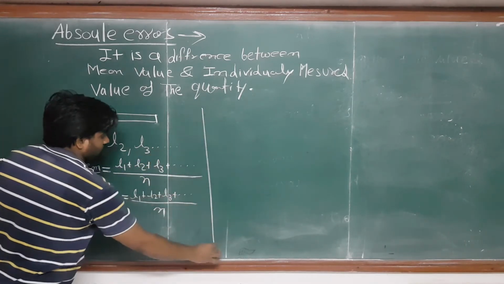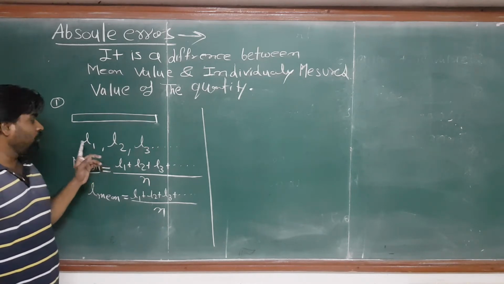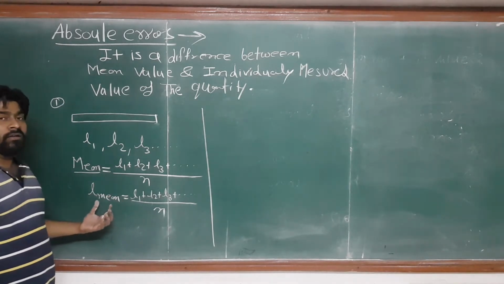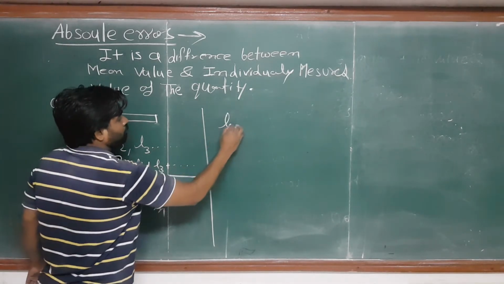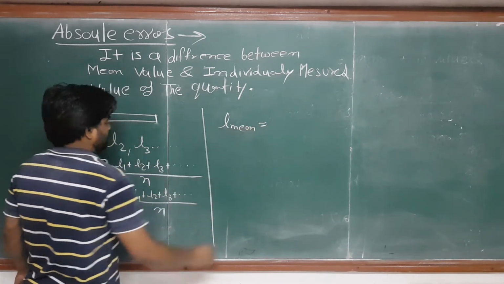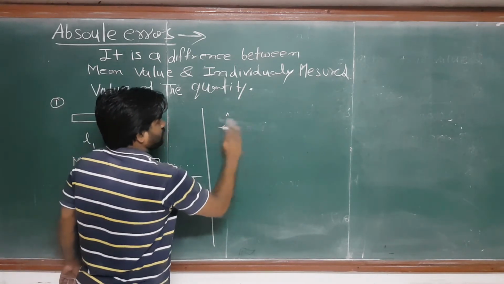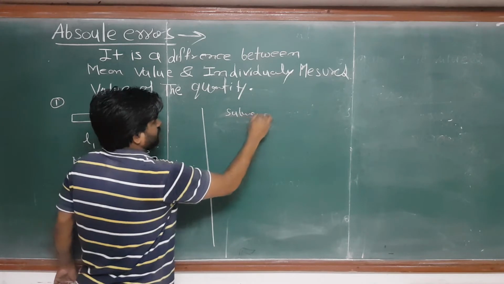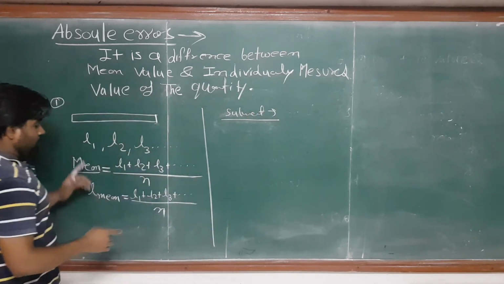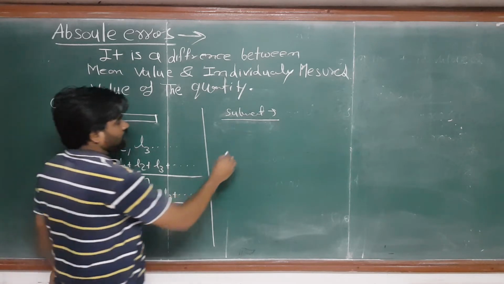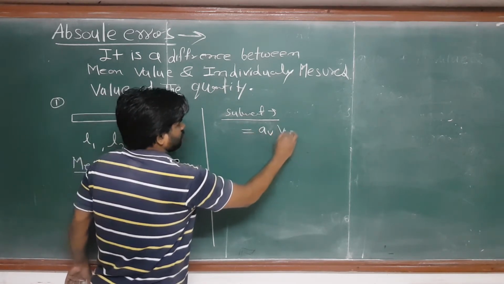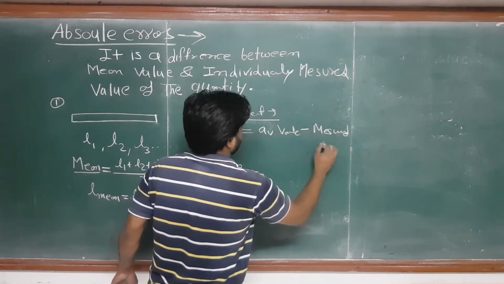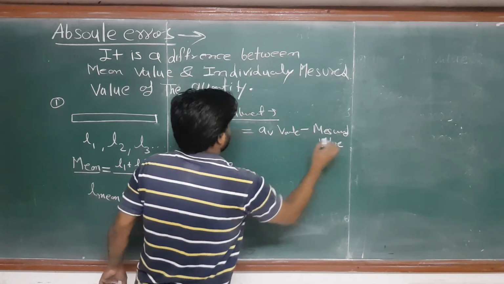Now we got this average. Earlier the measured values were L1, L2 and L3. Now calculated by this mean formula, we got the mean length, L average. And if we subtract the measured value from the average value, we will write it like this, because for now we only have the average value. It is called the difference.